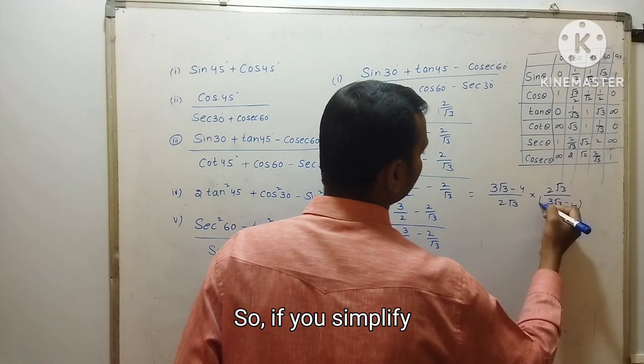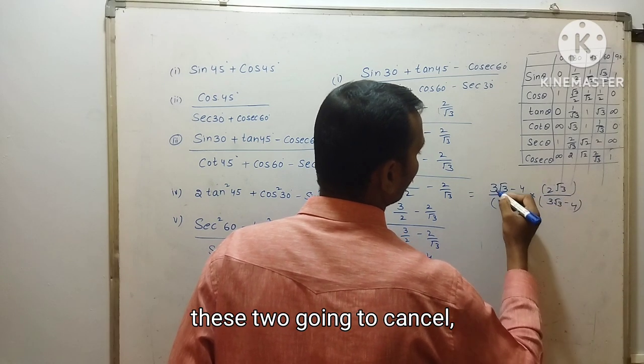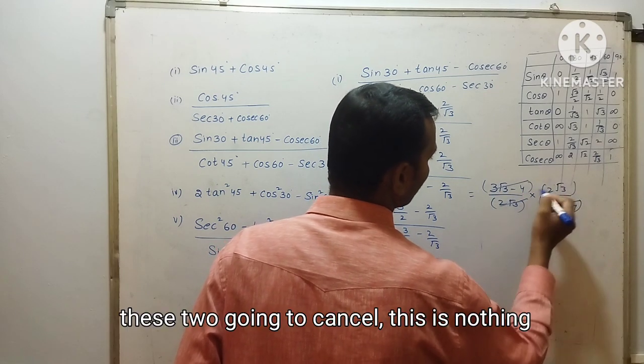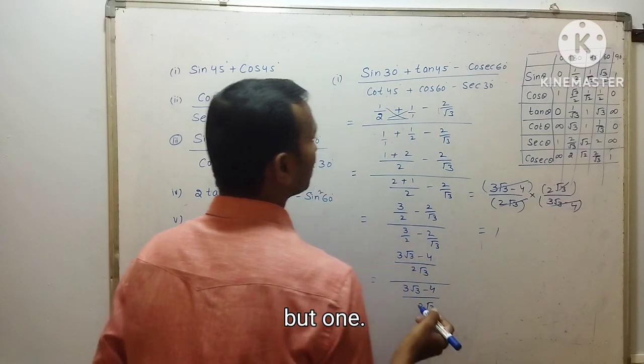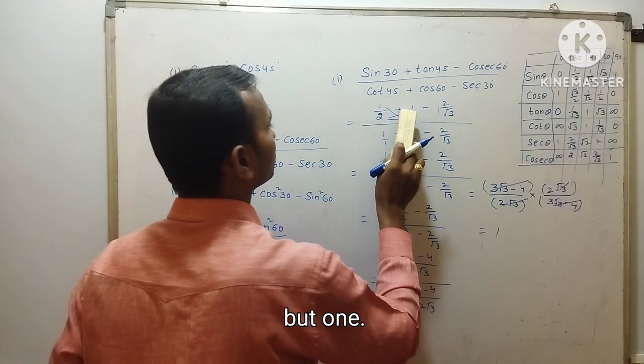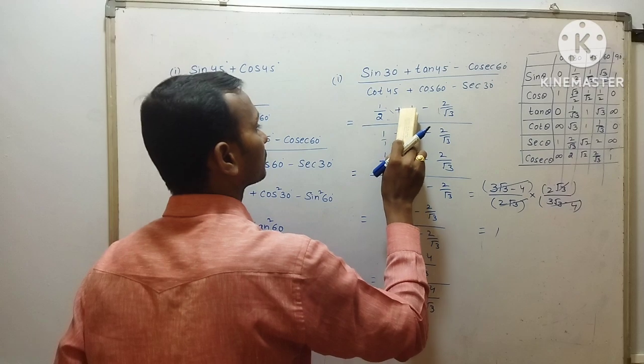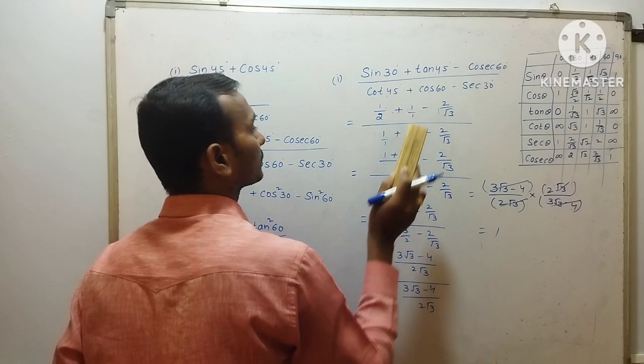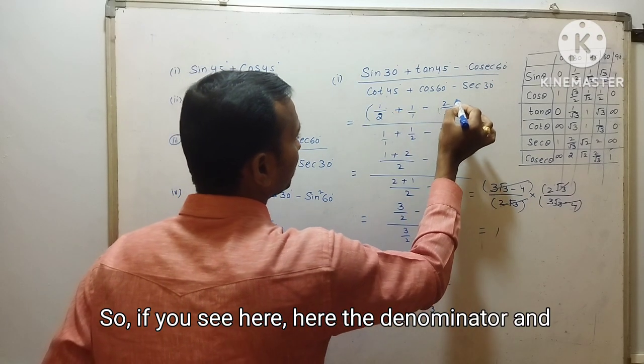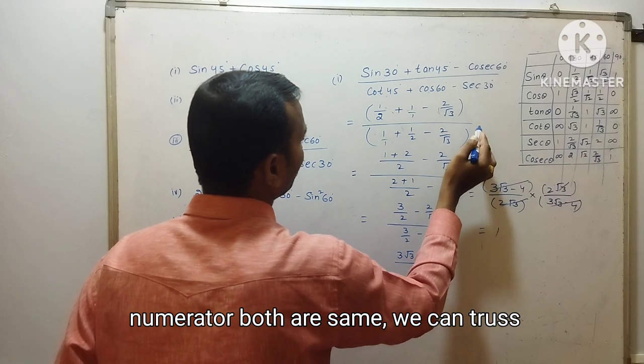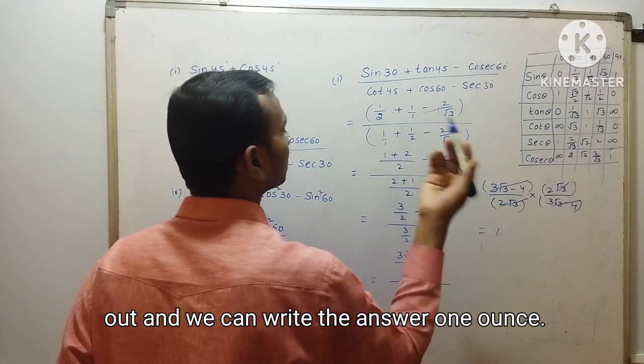So if you simplify, these two are going to cancel, these two are going to cancel. This is nothing but 1. So if you see here the denominator and the numerator both are the same. We can cross out and we can write the answer 1 also.